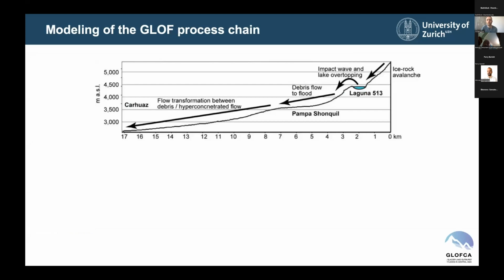Okay, now how do we address this? The exercise we did here is mainly the work of our former colleague Demian Schneider, who worked a lot with RAMMS to first reconstruct this flood and then also to make a hazard mapping and modeling of potential future events at this lake. And you can see again here this chain of processes of an ice avalanche, an overtopping wave, and then a debris flow that does several flow type transformations on the way downstream down to the main valley.